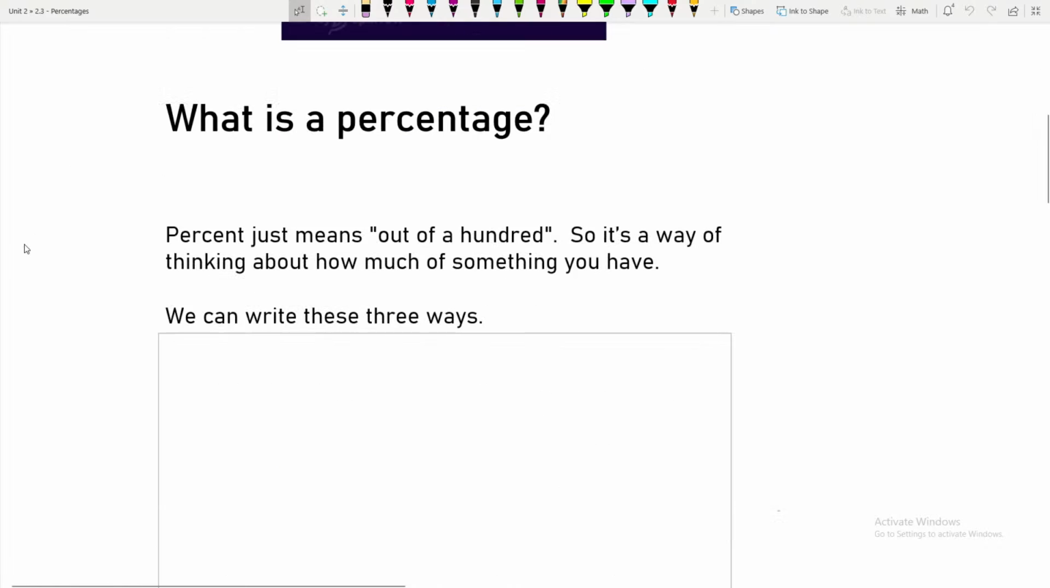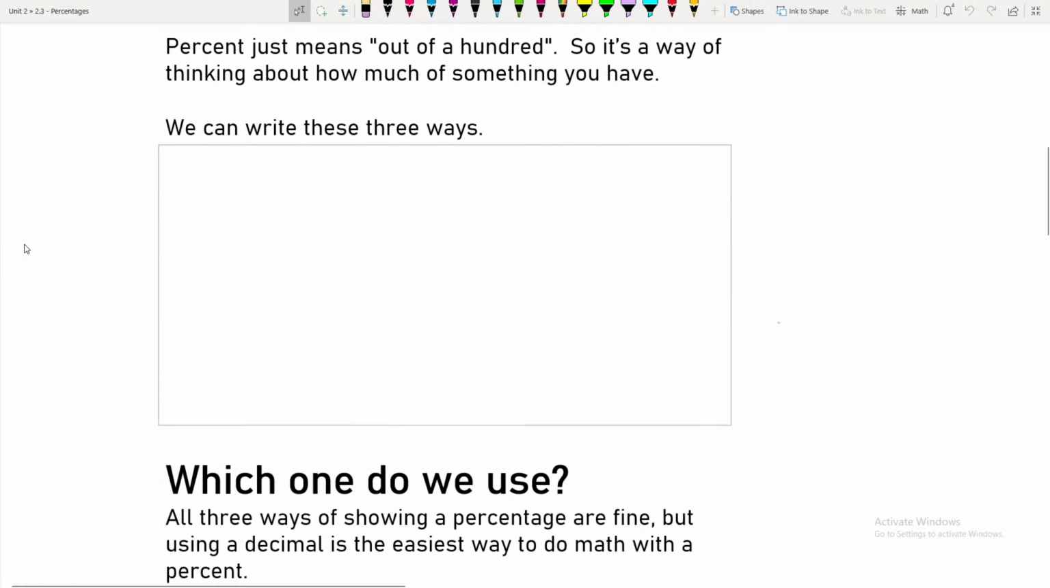So there we go. What is a percentage? A percentage just means out of 100. So it's a way of thinking about how much of something you have. And we can write this in a few different ways. Maybe the most common way, something you'll see a lot, is just 25, and then this symbol here, a symbol we're probably all pretty familiar with. And we'd say that's writing it as a percentage.